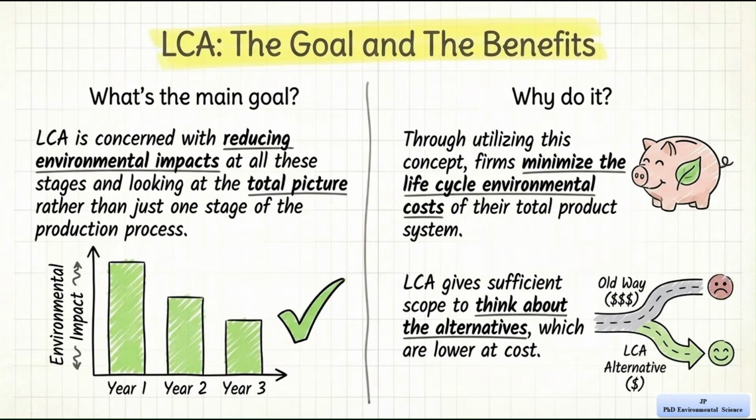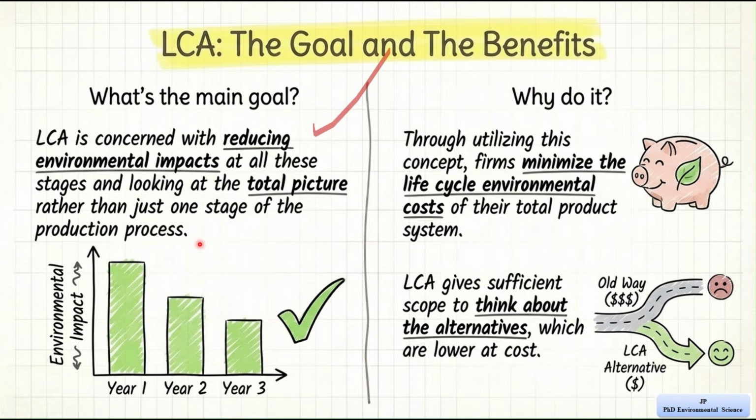What is the goal of LCA? Why we use LCA? The main goal of LCA is to reduce environmental impact at every stage of a product's life. Means we do not look at only one stage, we look at the entire process from beginning to end. If we improve only one stage, the problem is not fully solved. We must check all the stages together.